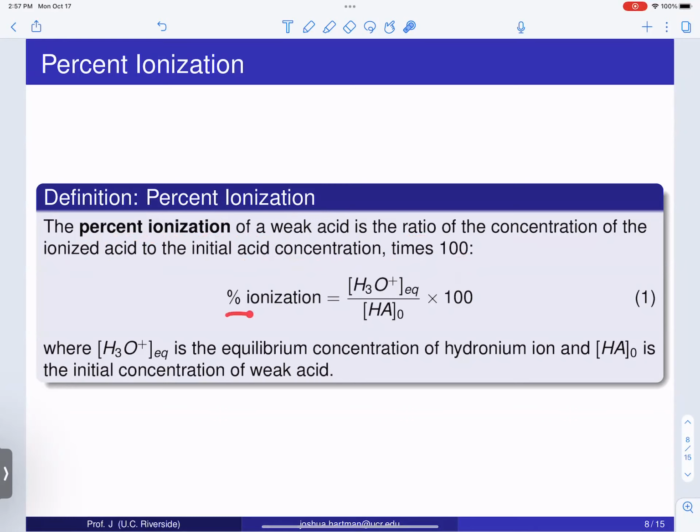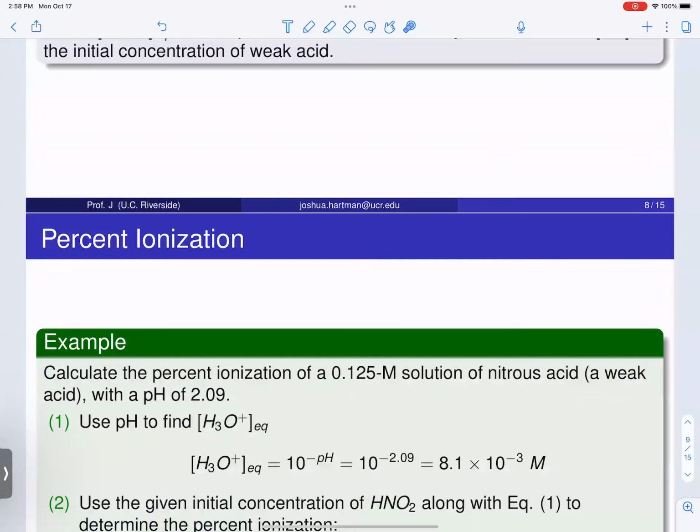So we're basically saying, percent ionization is, at equilibrium, how much hydronium ion are we going to have? What's the concentration divided by the initial concentration of acid? So this ratio of how much has dissociated, and then multiplying it by 100 to get our percent. Using this definition of percent ionization gives us another way that we could go about basically ranking the different percent ionizations of different strengths of acid.